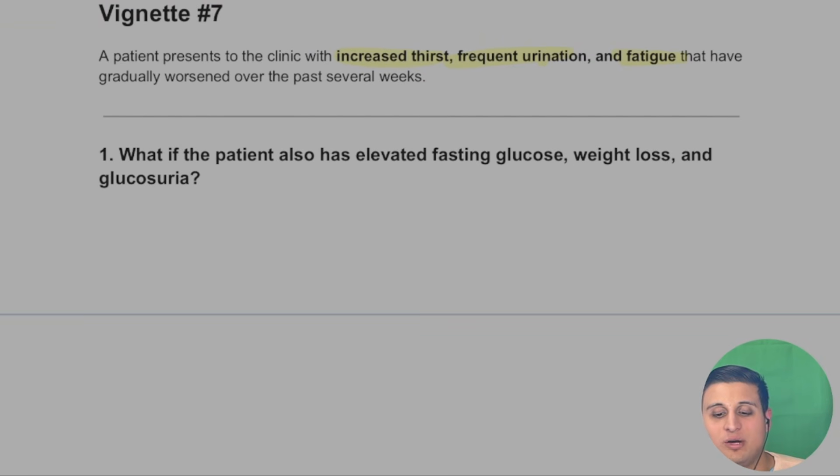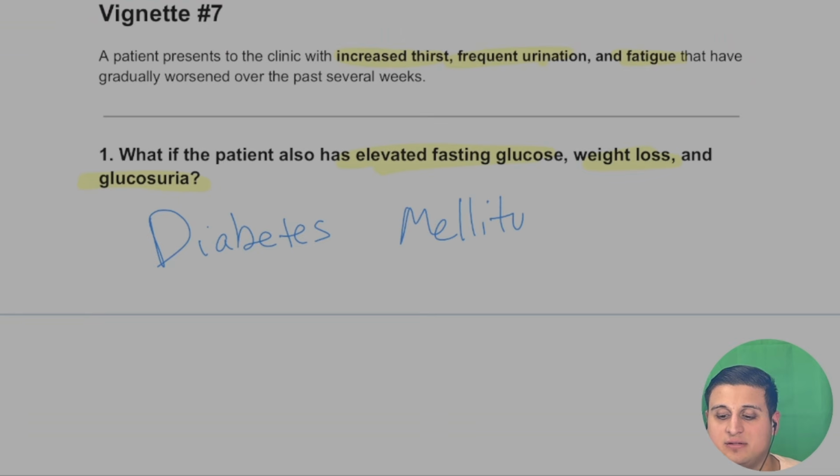So in this case, what if a patient also has elevated fasting glucose, weight loss, glucosuria? Now we're thinking diabetes, right? This is officially diabetes mellitus. And what type? Probably type 2 diabetes if it's an adult, that kind of thing. But if we don't know their age and what other things they have, it's just diabetes mellitus, and we'll have to see what their A1C is, what their ketones are, and try to figure everything else out to see what's going on.